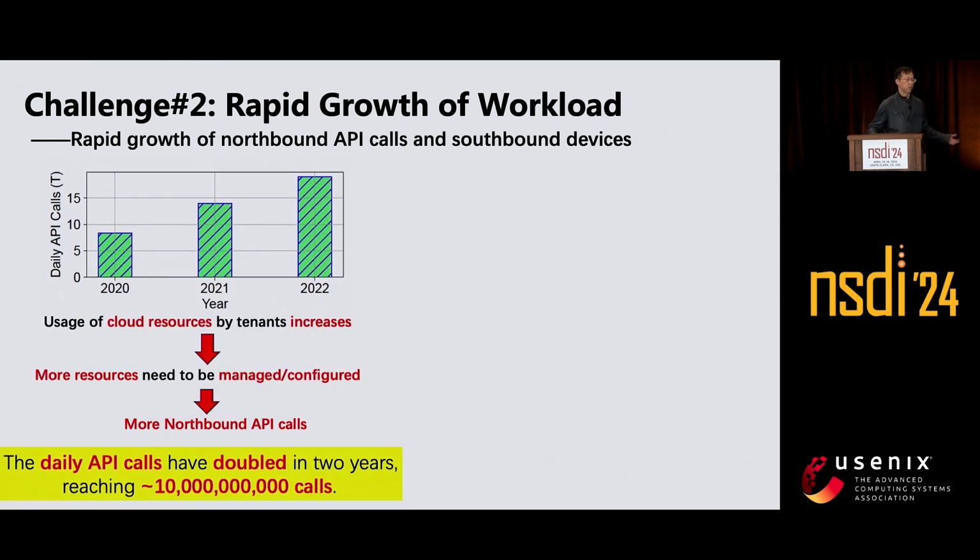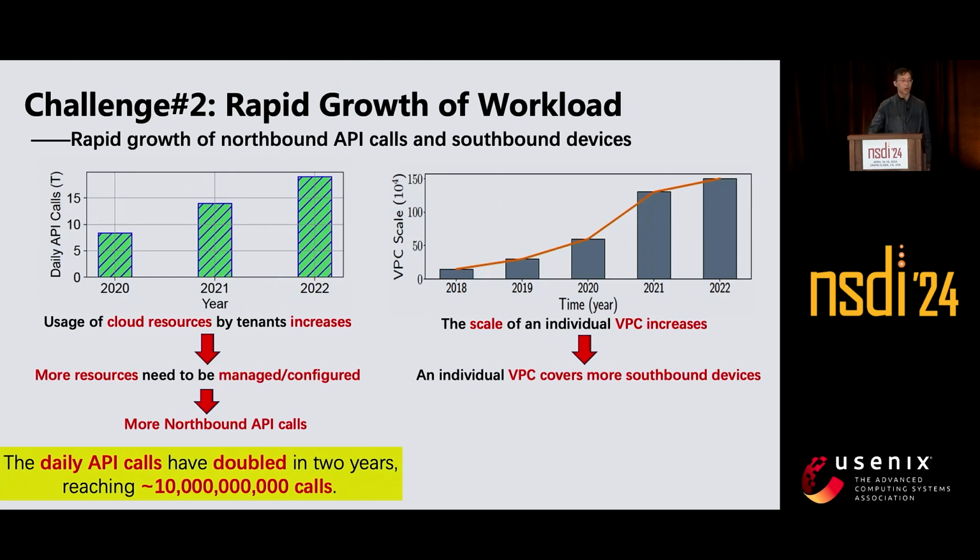The second challenge comes from the rapid growth of workflow. Users love the cloud. They create all kinds of things on the cloud: their VMs, their apps, their network resources. The more resources they create on the cloud, the more frequently they invoke APIs to manage them. According to our observation, we are seeing a steady growth of API calls, reaching right now more than 10 billion calls per day, in a single day. That is really insane.